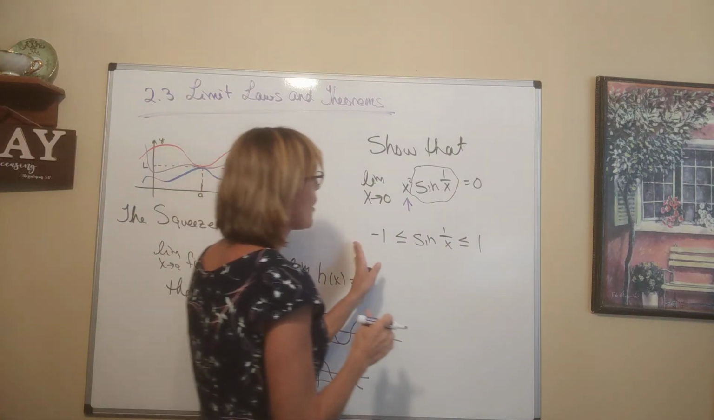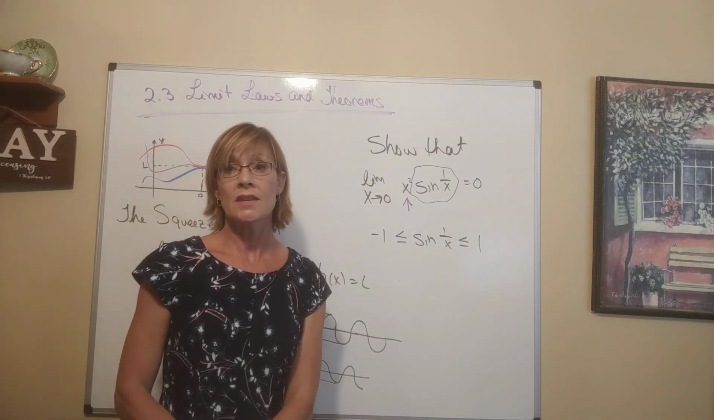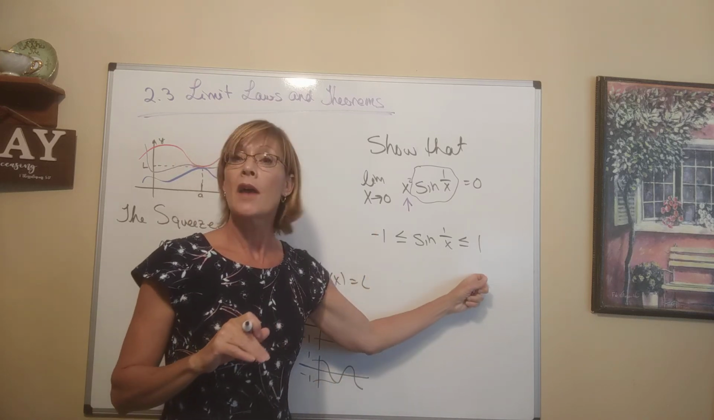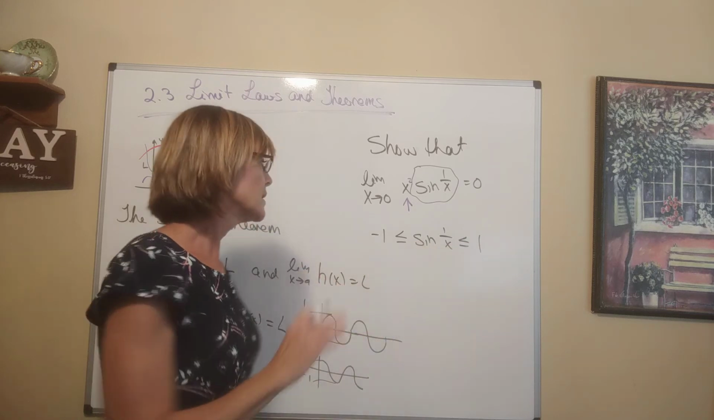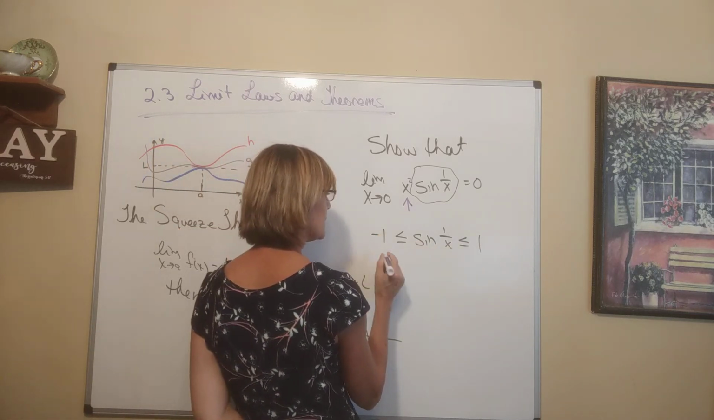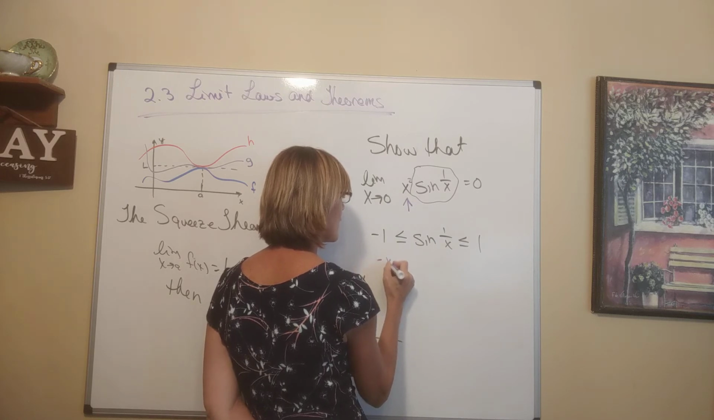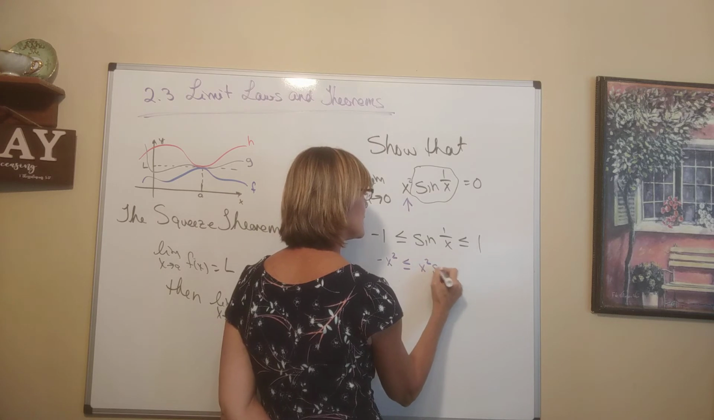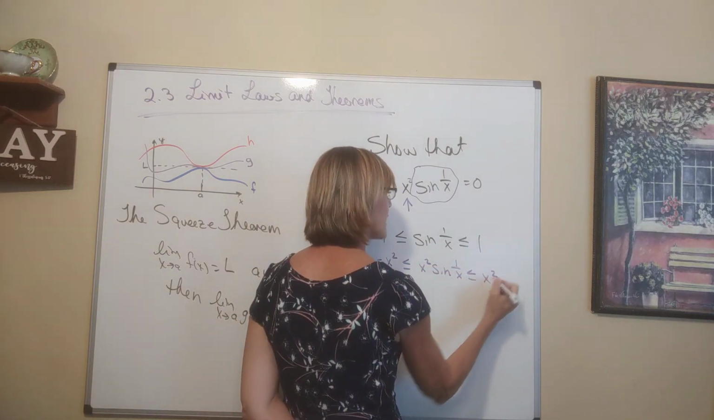This is the one that you have to do for your worksheet. If we multiply all of these by x squared, then x squared is a positive number and it will not change the inequality sign. So if you multiply by a positive number, it will not change the inequality sign. I'm going to multiply this by x squared. -1 times x squared is -x squared, which will be less than or equal to x squared times the sine of 1 over x, which will be less than or equal to x squared.